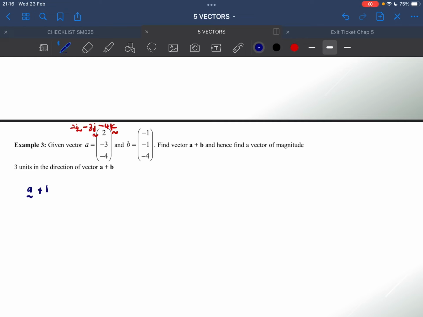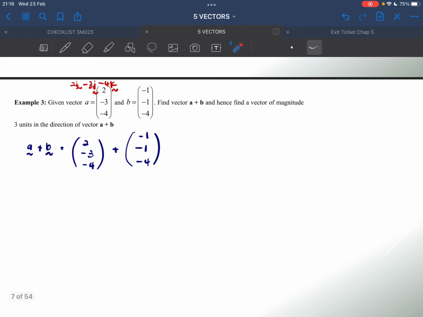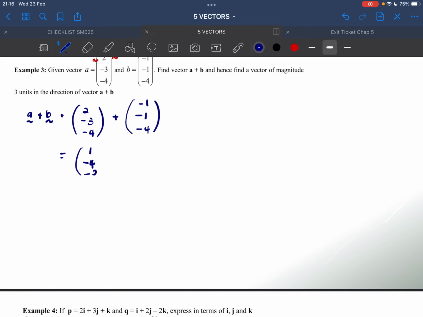A plus B. How do we use the column vector? The same thing, but you don't have to put your i, j, k. We have 2, negative 3, negative 4 plus negative 1, negative 1, negative 4. So 2 plus negative 1, we have 1. Negative 3 plus negative 1, we have minus 4. And lastly, negative 4 plus negative 4, we have negative 8. So that is the vector for A plus B.